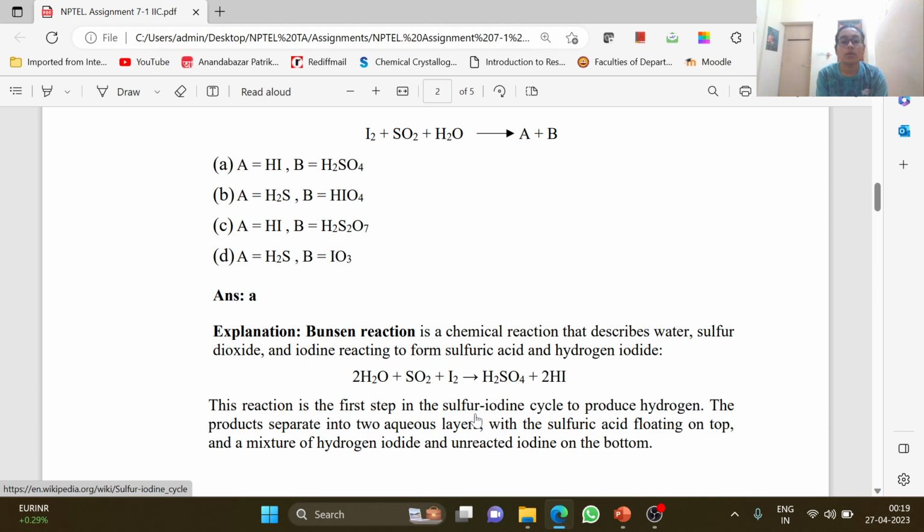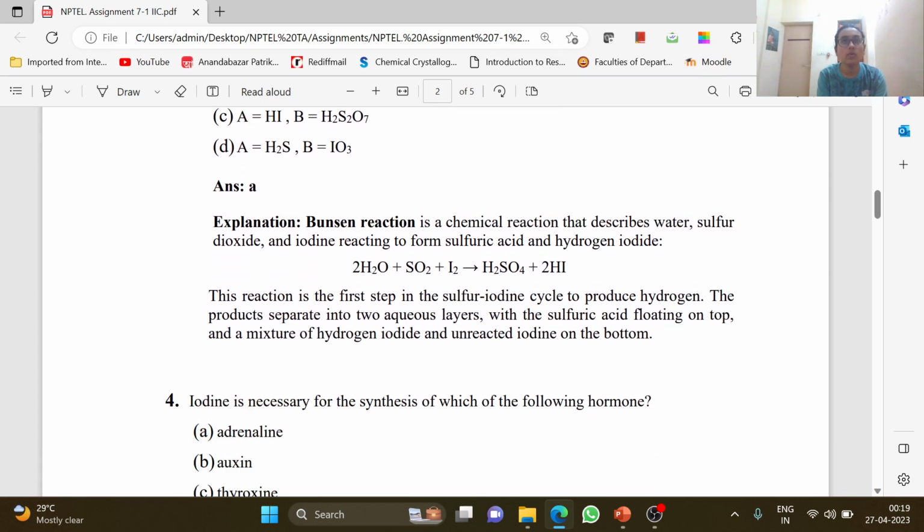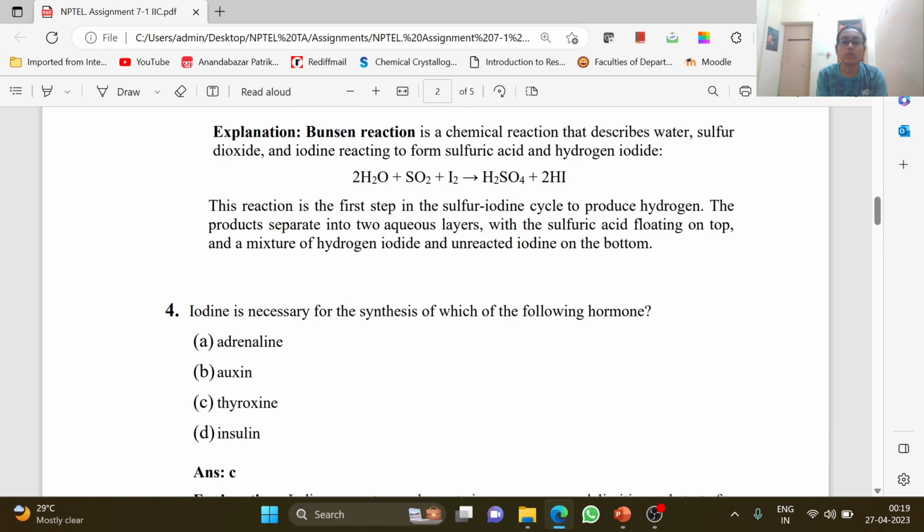After that the products separate into two aqueous layers. These products are both liquid, and since we are using water in the reaction medium, they are denoted as aqueous phase. Both being liquid products but having different densities, they will separate out as two different aqueous phases, with sulfuric acid floating on the top and a mixture of hydrogen iodide and unreacted iodine on the bottom due to higher density. Okay, moving to the next question.